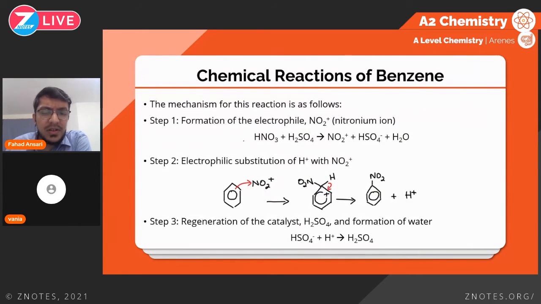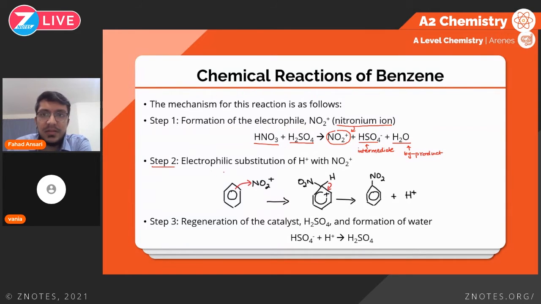So a quick look at the mechanism for this. We have nitric acid reacting with sulfuric acid. And what it does is it generates the electrophile, which is NO2+. This is called your nitronium ion. And this is going to be replacing the H+ from the benzene ring. In this case, you get the byproduct of H2O in the first step. And this HSO4-, derived from sulfuric acid, is an intermediate. And this H2O is a byproduct of the reaction.